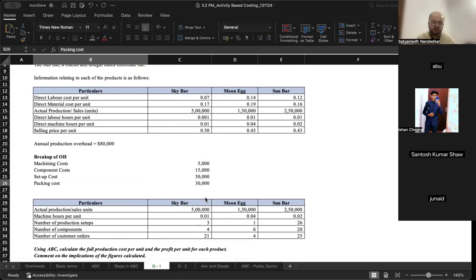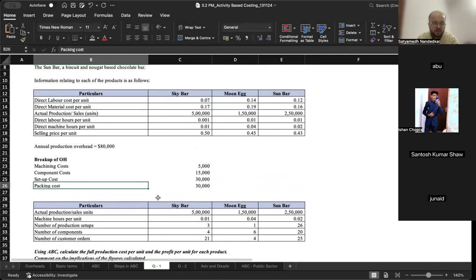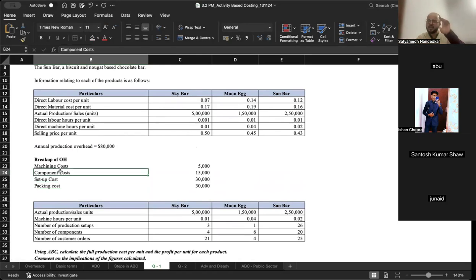What we'll have to do is first identify what the different activities are and then connect those with the cost drivers. As a first step, if you observe here, there is machine related activity happening. Then there are some components which are being supplied. This is not direct material, by the way, otherwise it would not be a part of overheads. Then setup costs are given.